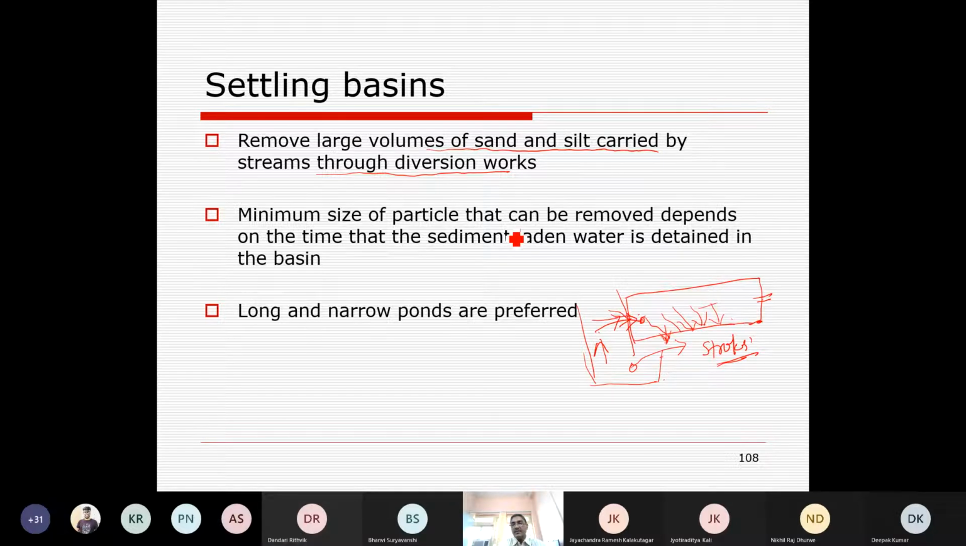The minimum size of particle that can be removed depends on the time for which the sediment laden water is detained in the basin. From the Stokes law we can find out how much time it will take to get settled.